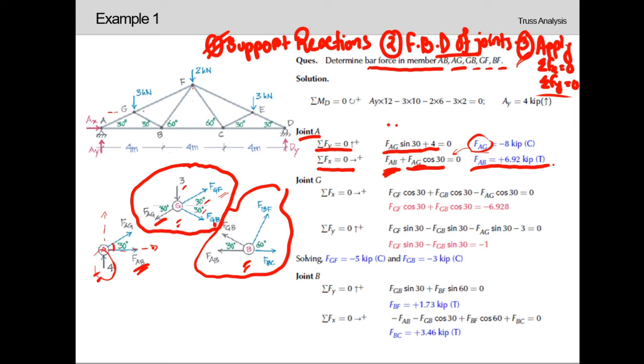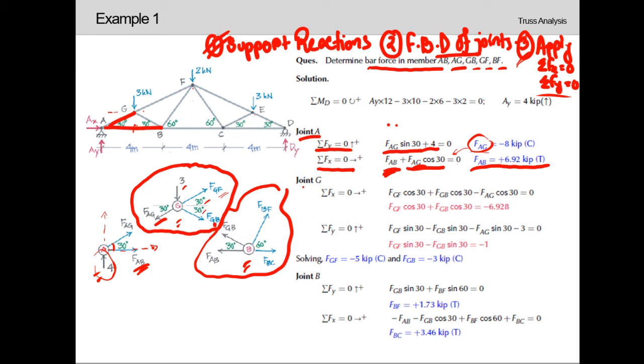So here we can see that the value of FAG is minus 8 kip. That means this AG member is in compression, and the value of compression is 8 kip. Similarly, the value of AB has come from our calculations, plus 6.92. That means the AB member is in tension, and the value is plus 6.92.